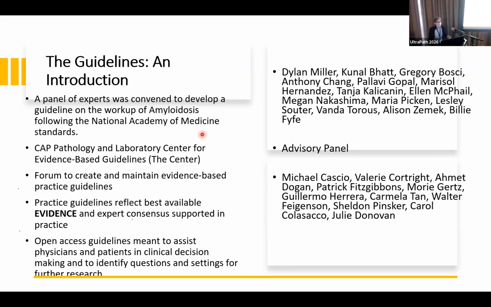So the center is a forum to create and maintain evidence-based practice guidelines for pathologists based on best available evidence and expert consensus opinion. They're open access guidelines. They're not supposed to be prescriptive or restrictive, but just general guidelines. You don't have to, but this is supposed to be best practice.